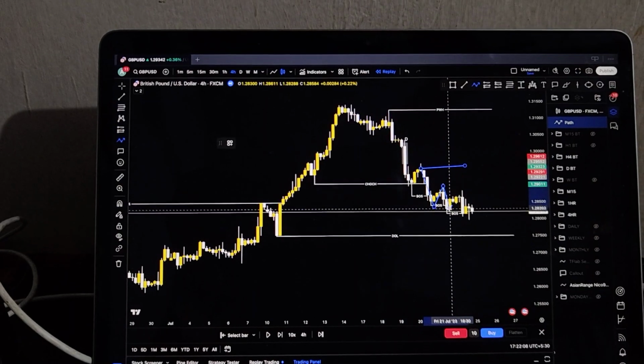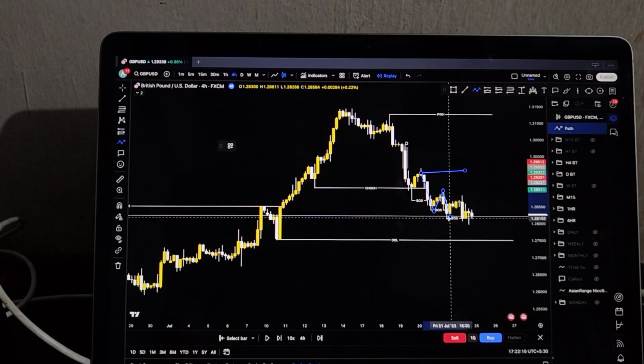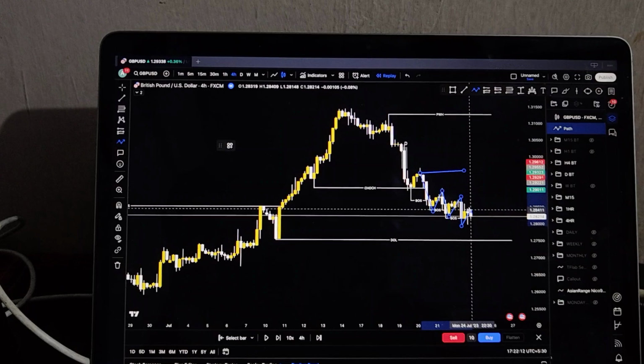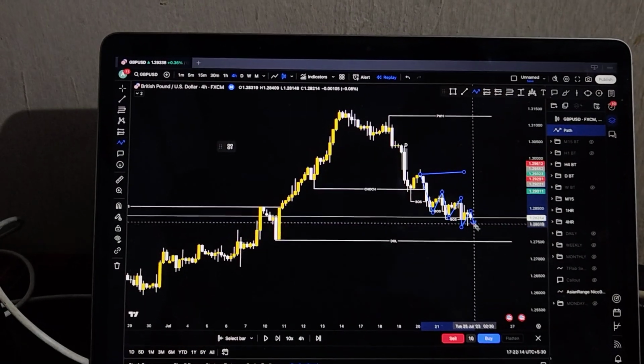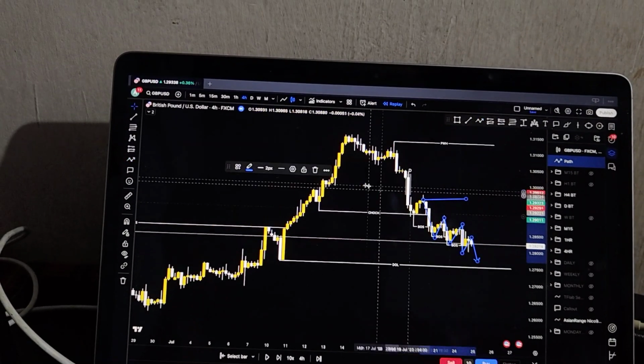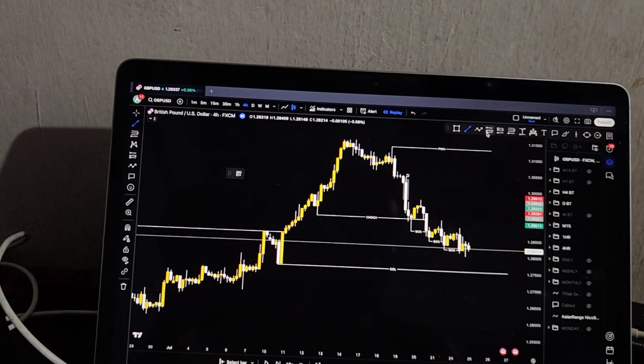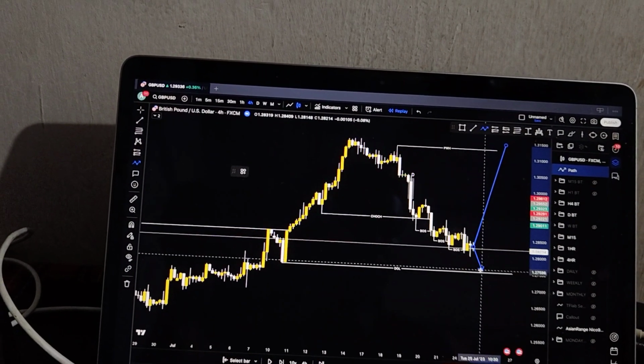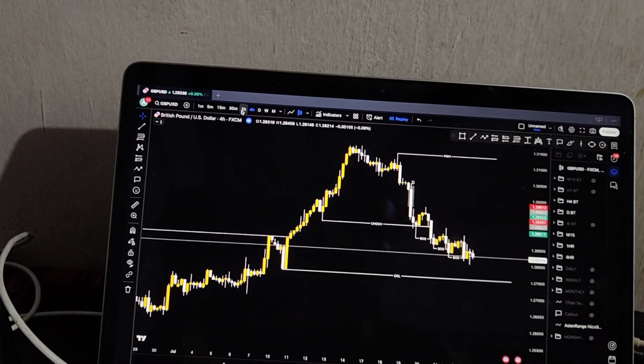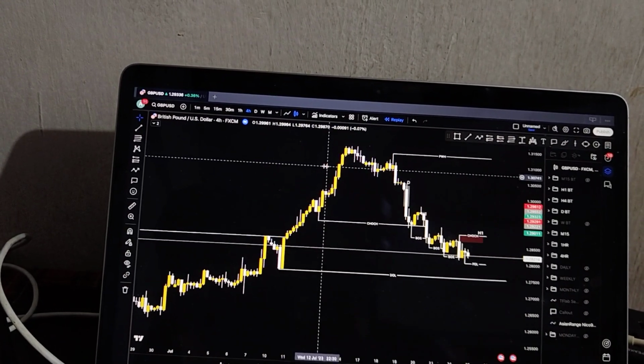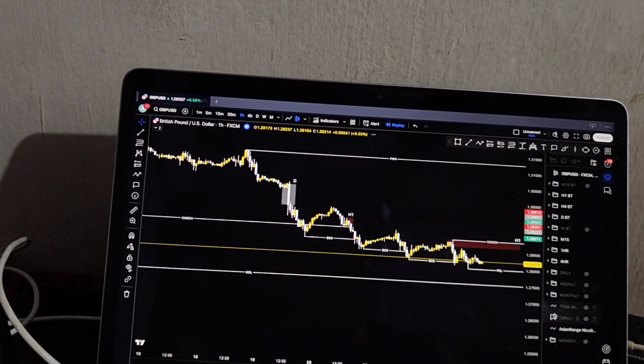Now it's breaking structure towards the downside, making lower highs and lower lows. Now we will anticipate the lower low to be made, and if we are bearish, then my target is this draw of liquidity for the next week. Simple as that. So in the 4-hour time frame, we were looking for sells. Now we go to the 1 hour.